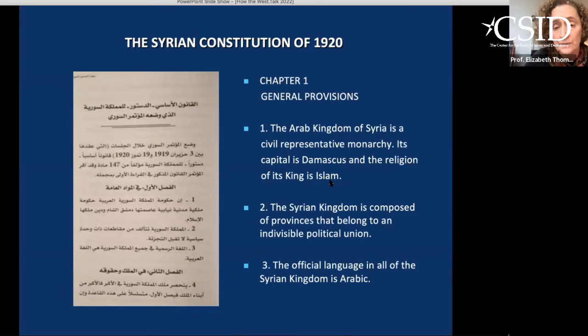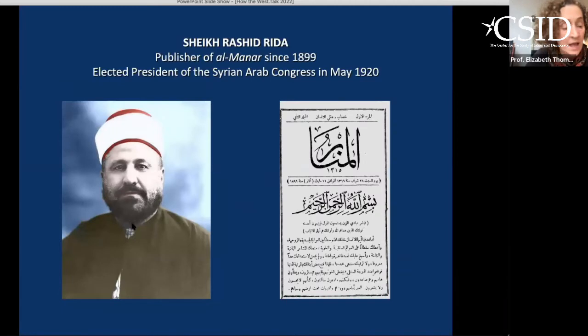the constitution. There were those in March of 1920 who wanted a state much like the Ottoman state, based on Islam. There were others who said no, Abdulhamid and the Ottoman Sultan caliphs had abused their power. We need to circumscribe the power of the monarch and assure power to the elected parliament, hence the civil representative monarchy, okay? And here we have Rashid Rida.